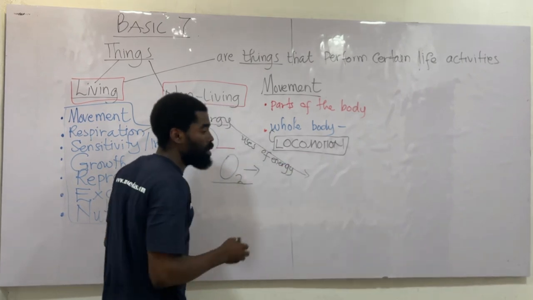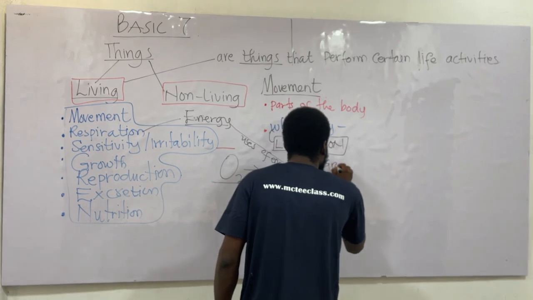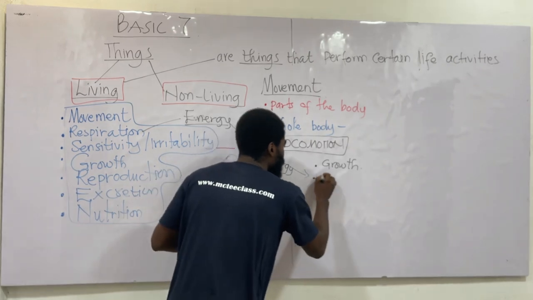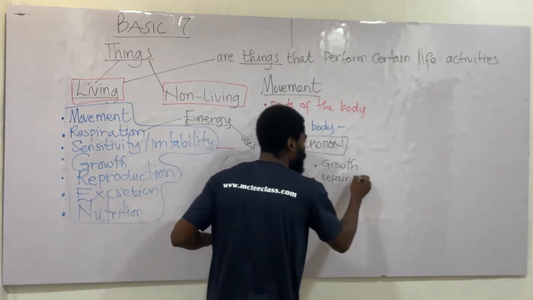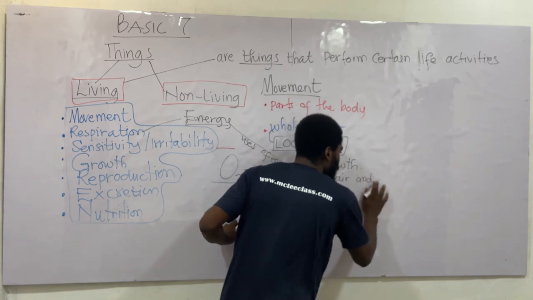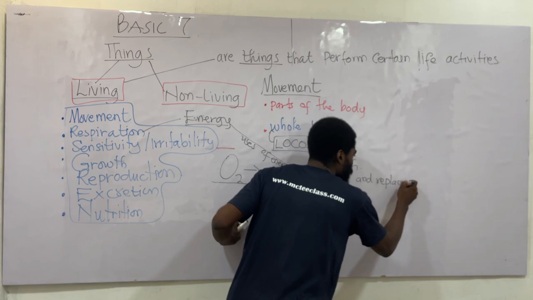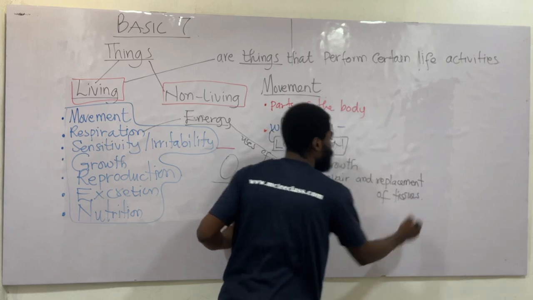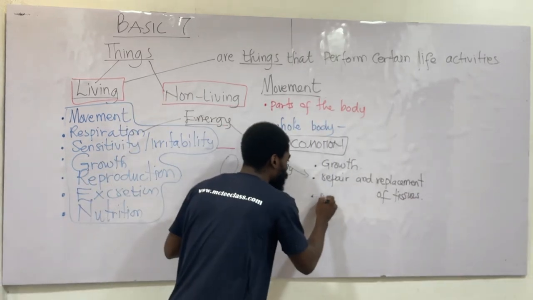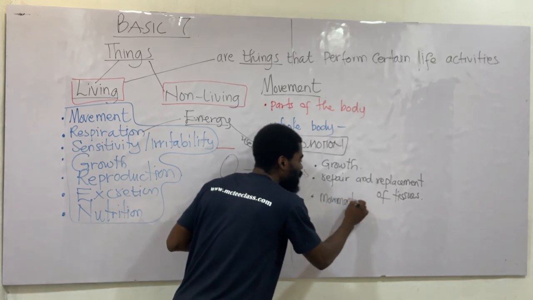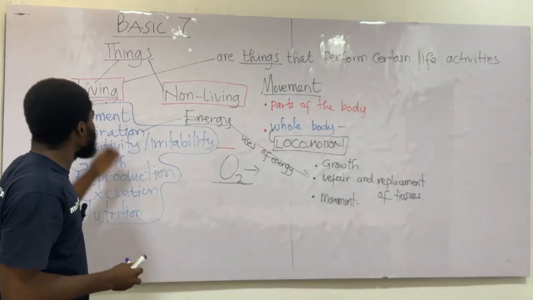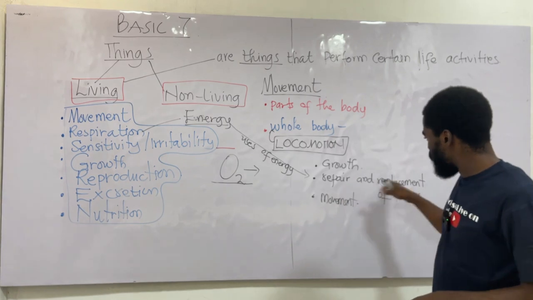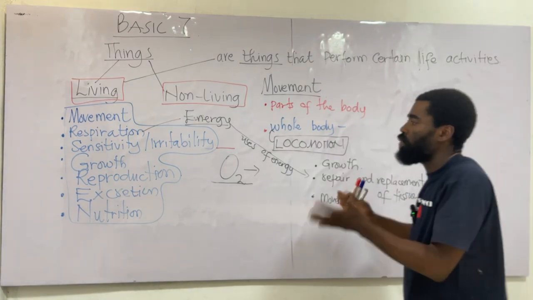Uses of the energy. It's used for what? For growth. The energy is used for growth, so growth will not occur once you don't have the energy. It's used for repair and replacement of tissues. And also the energy is used for movement. So if you are asked to give the functions of the energy from respiration, it is used for growth, for repair of worn out tissues, also replacement, and also for movement. So this is what respiration is about.